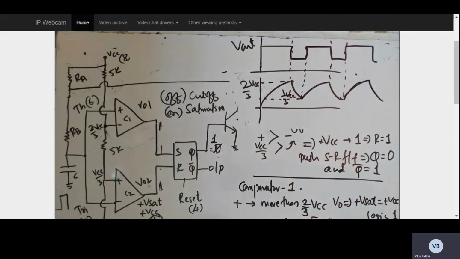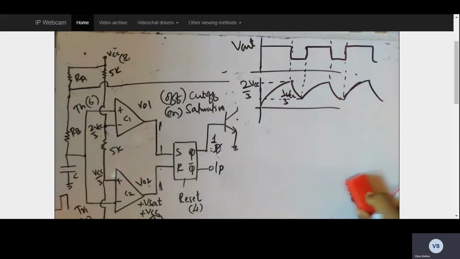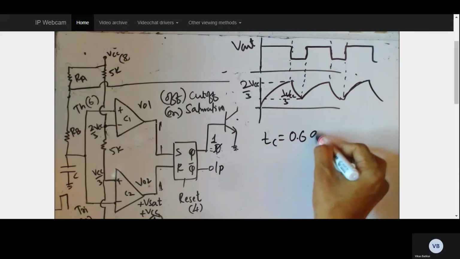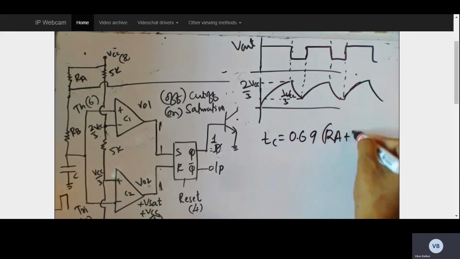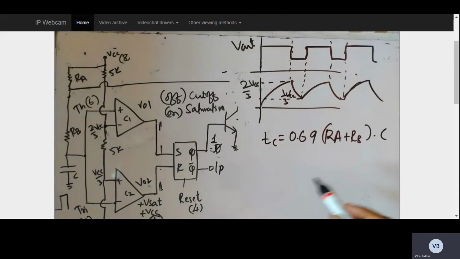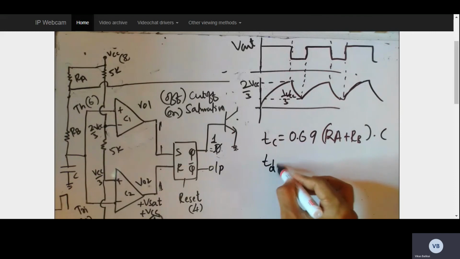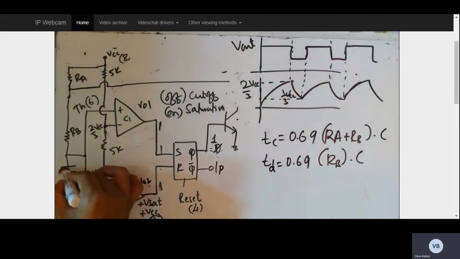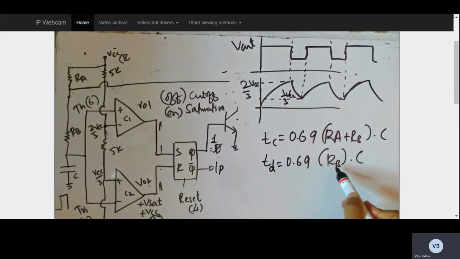So if this is the scenario, let's mention what the time constants are with respect to charging and discharging. Here I can say the charging time is given by 0.69 times (RA plus RB) multiplied by C. So basically 0.69 times RC, and charging is happening through RA and RB, so both RA and RB will come into the picture. And the discharge time is given by 0.69 times RB times C, because discharging happens only through the RB path. So while discharging, only RB will come into the picture.